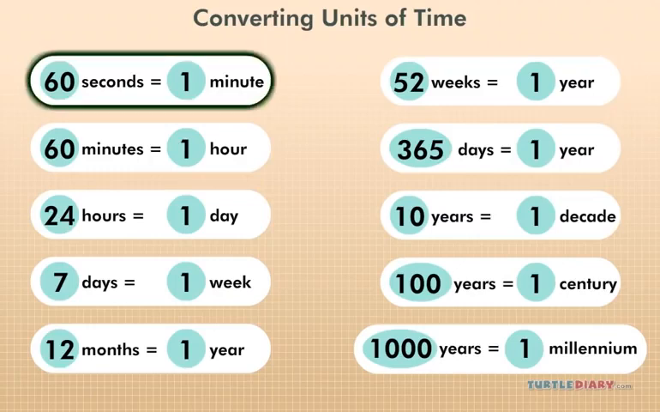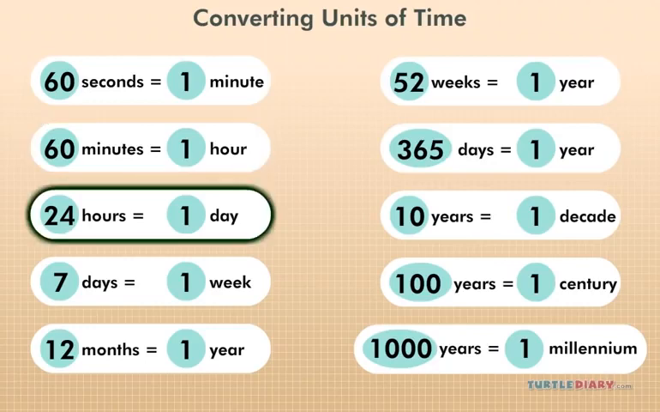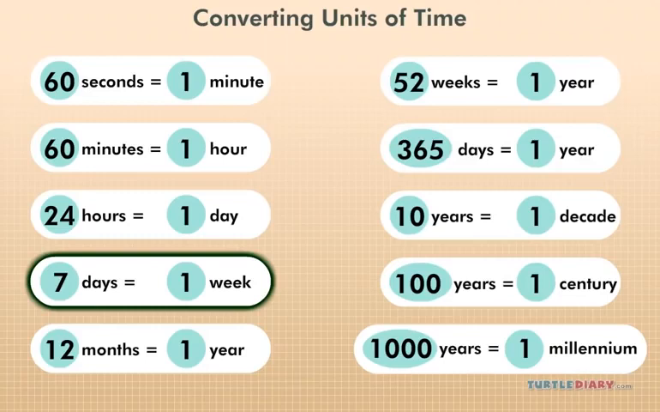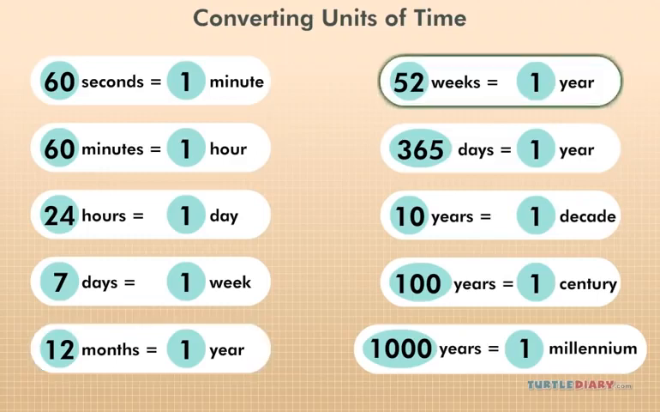60 seconds equals 1 minute. 60 minutes equals 1 hour. 24 hours equal 1 day. 7 days equal 1 week. 12 months equal 1 year. 52 weeks equal 1 year.